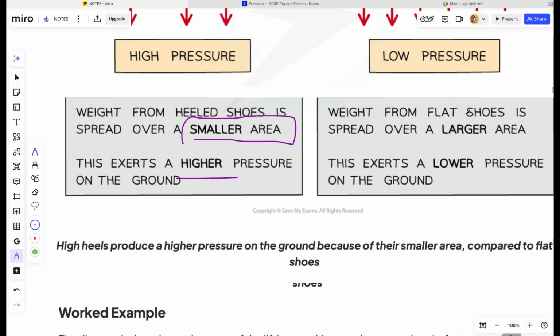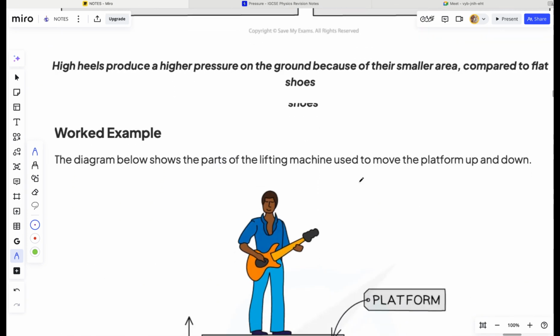And with the sneaker, the weight is spread over a larger surface area. Therefore, the pressure will be low, because they are inversely proportional. Pressure is inversely proportional to area. Since they are inversely proportional, the bigger the pressure, the smaller the area, or the bigger the area, the smaller the pressure. That's just the point. Now let's move on.